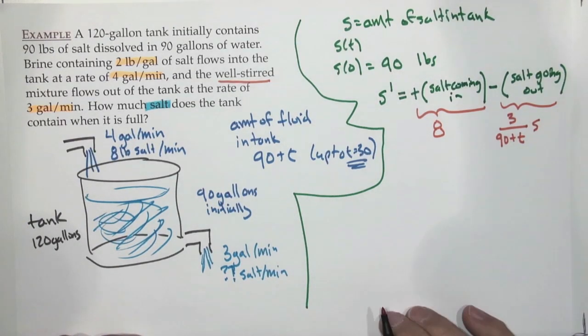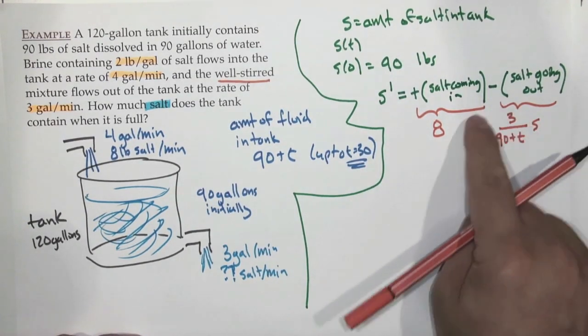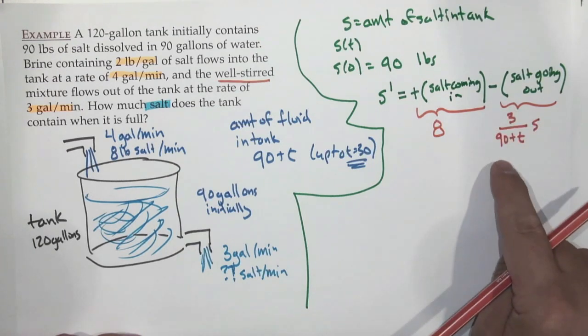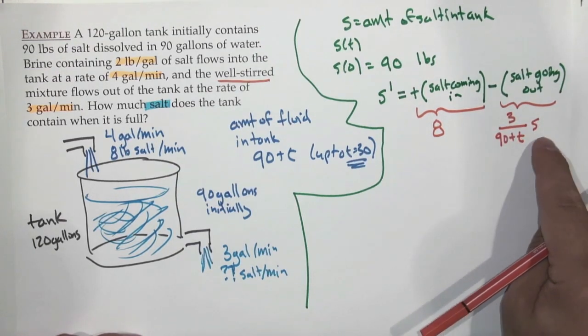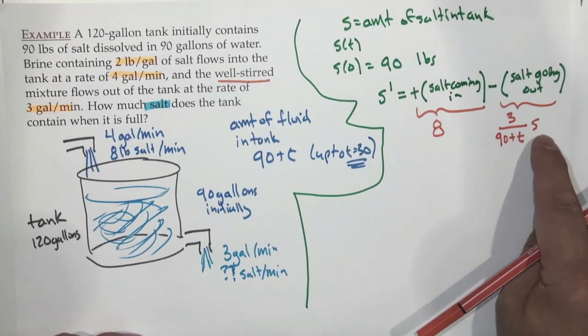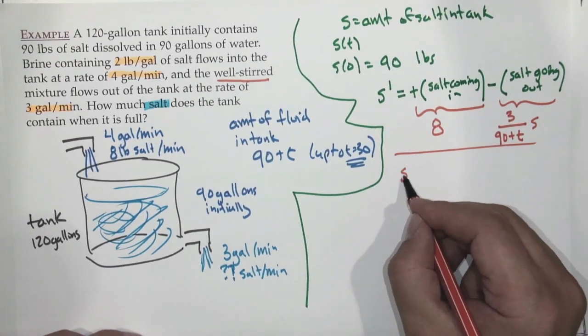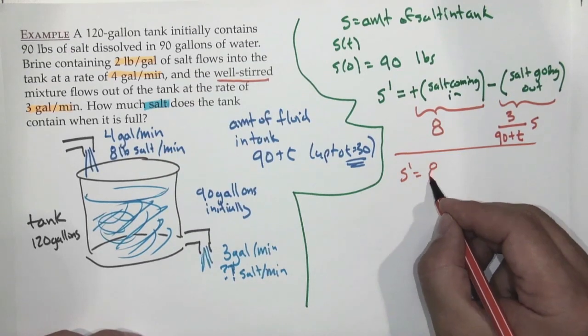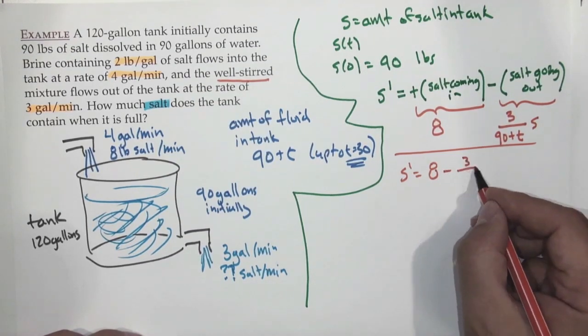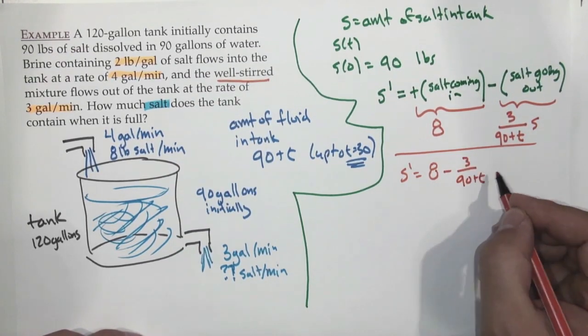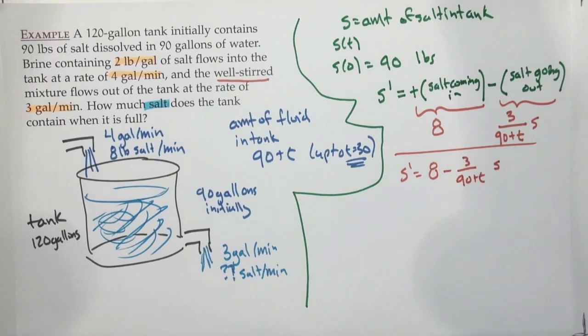So that's an S. It's the proportion of how much of everything left, and salt is part of the everything, so that's how much of the salt had to leave. So we get this differential equation. S prime is equal to 8 minus 3 over 90 plus T times S.